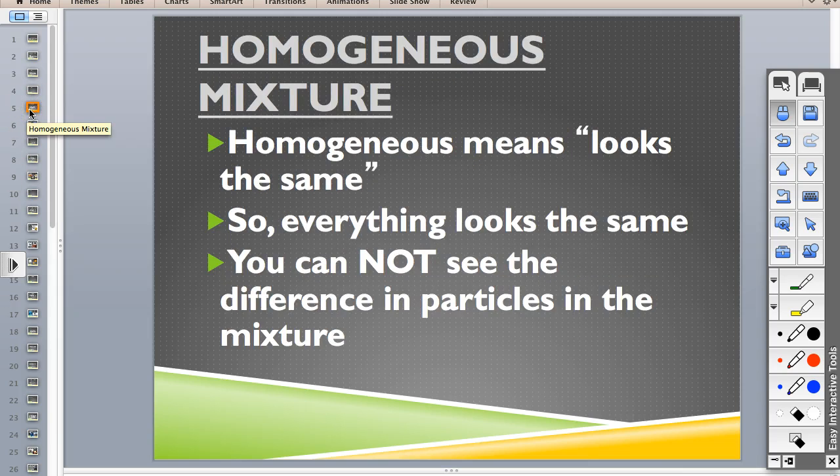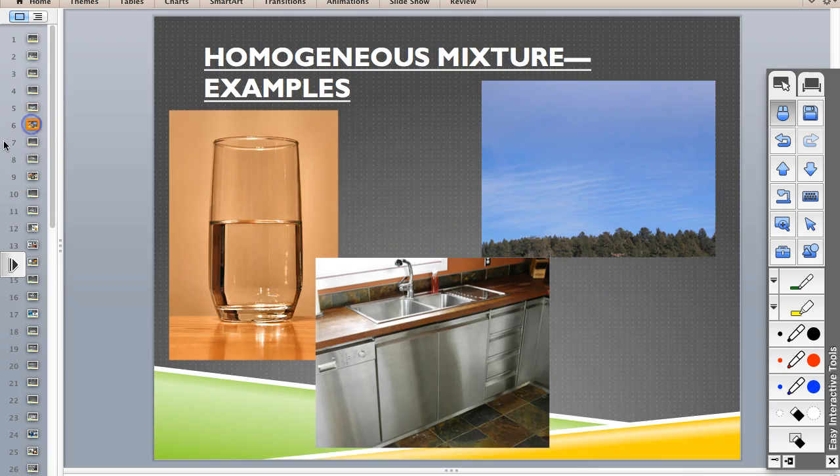So it looks the same. Everything is mixed together. You can't see the various parts with homogeneous. So I have some examples here.